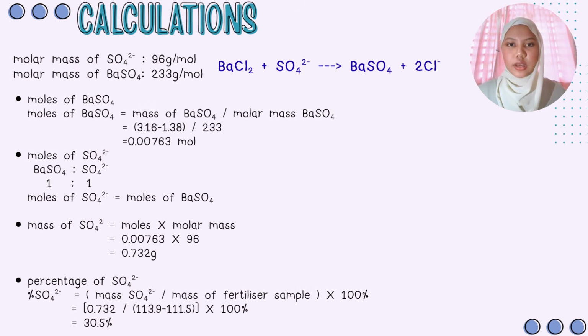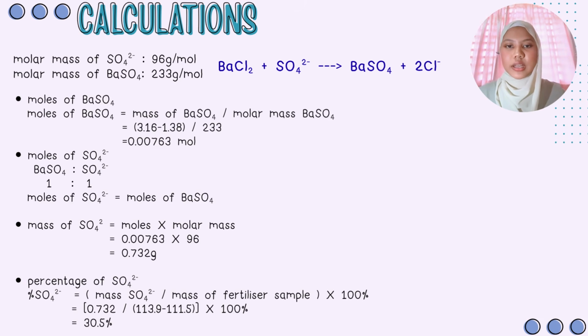Moving on to the calculation, our primary objective is to determine the percentage of sulfate ion present in our fertilizer sample. The basis of this calculation relies on the precipitation reaction shown at the top. Barium chloride reacts with the sulfate ion to form a solid precipitate, barium sulfate, and chloride ions.